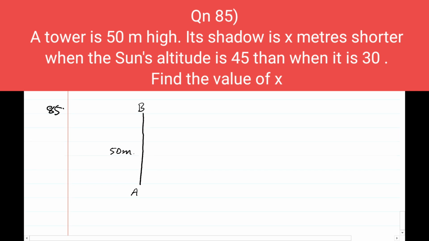A tower is 50 meters high. Its shadow is X meters shorter when the sun's altitude is 45 degrees than when it is 30 degrees. You know the shadow. When sun rays fall on this AB, its shadow is formed here. So at this one, AC is a shadow, right? AC is a shadow.